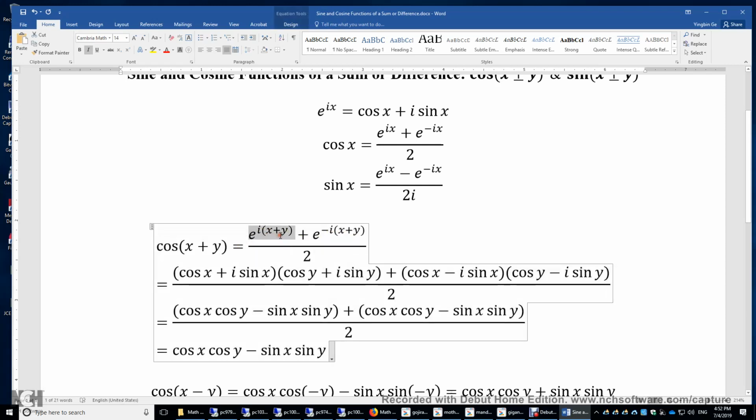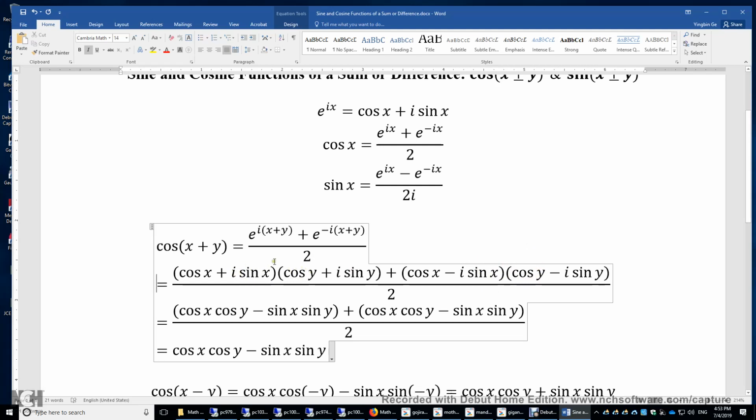And right here, this is just the product of e to the power of ix and e to the power of iy. And over here, this is the product of e to the power of negative ix and e to the power of negative iy. We have 2 terms times 2 terms, so we have 4 terms here. And over here, we have also 4 terms. Over here, we have 2 real terms, 2 imaginary terms. Same here, 2 real terms, 2 imaginary terms.